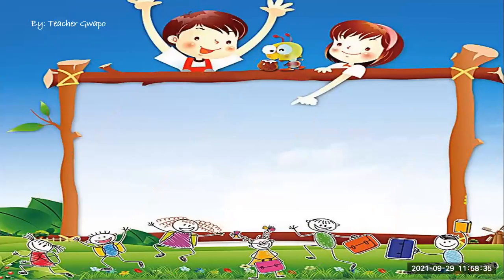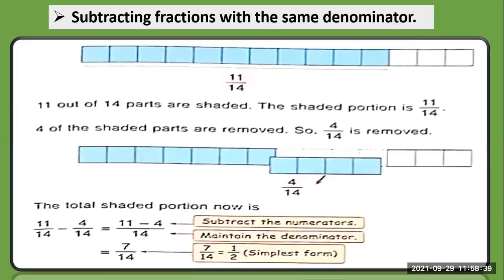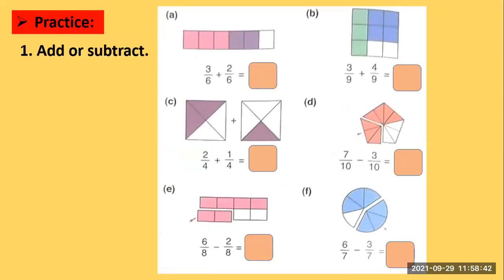Here, we are now in chapter 6, operations involving fractions. So let's try to answer this one. Here, 3/6 plus 2/6. You need to remember that when you add, make sure they have the same denominator. If the denominators are the same, just copy the denominator and add the numerators. So add the numerators, 3 plus 2 is 5. Just copy the denominator, which is 6. So that is 5/6.